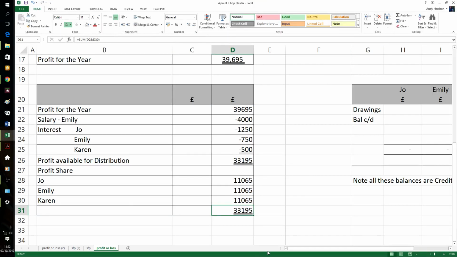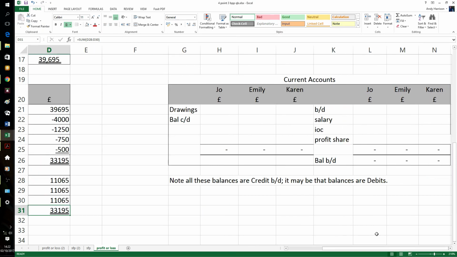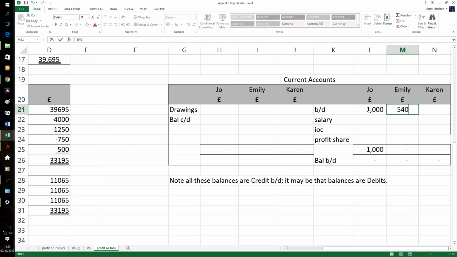So now we can move on to the capital account. We don't need the trial balance for that because we've just worked out all the figures. What we have got are brought down figures. So these are the ones off the trial balance. They're all credit entries. Joe's, Emily's and Karen's.